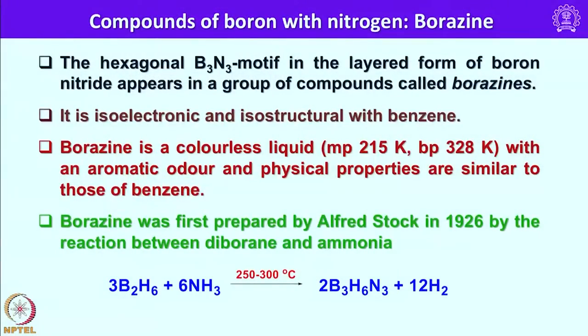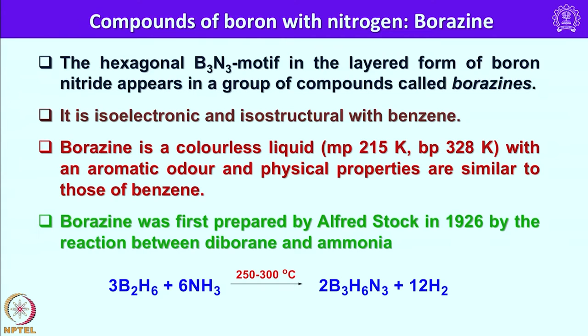The hexagonal B3N3 motif in this layered form of boron nitride appears in a group of compounds called borazines. Essentially, a borazine molecule is isoelectronic with benzene. Borazine is a colorless liquid. I have shown here the melting point is 215 Kelvin and the boiling point is 328 Kelvin, with an aromatic odor. The physical properties are essentially similar to those of benzene.